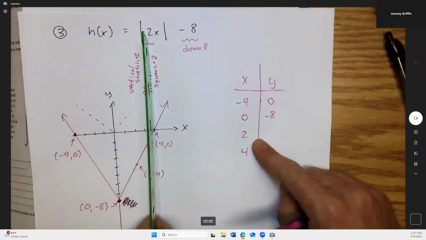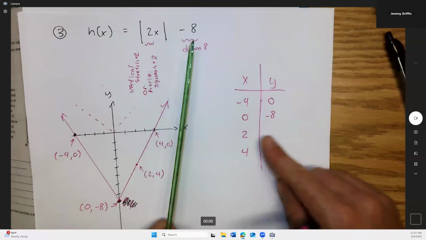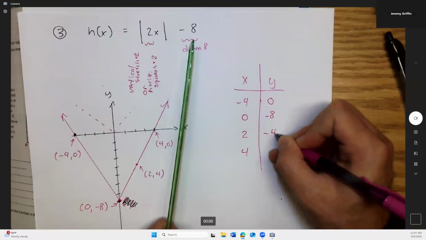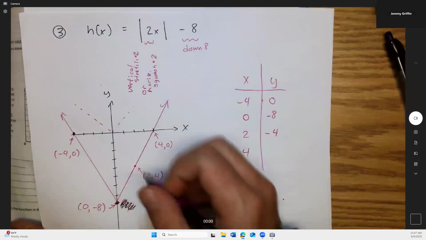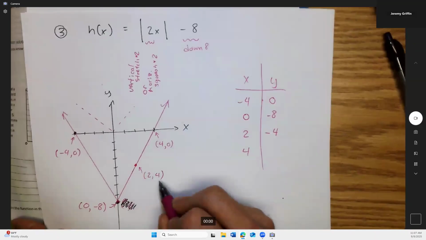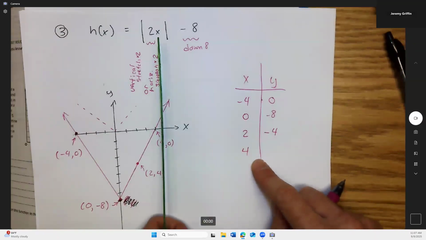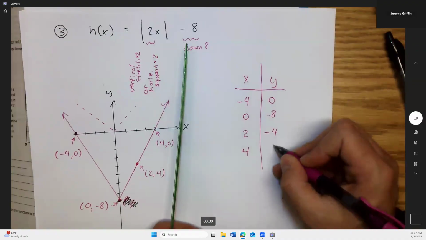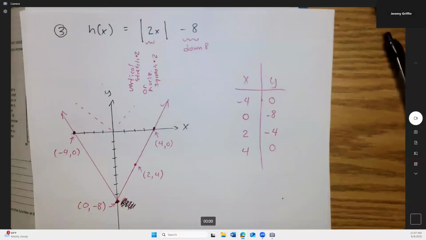Now 2. 2 times 2 is 4, and the absolute value of 4 is 4. Minus 8 is -4. So the point 2, -4. Hey, it's this guy right here. Oh yeah. And let's plug in 4. 2 times 4 is 8, minus 8 is 0. Hey, it's this guy right here. Oh yeah. Hey, you see how all the points are lined up?